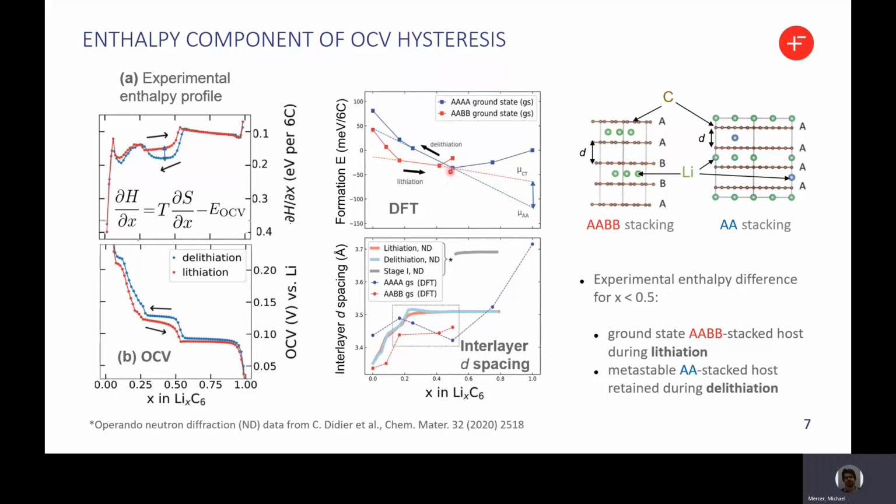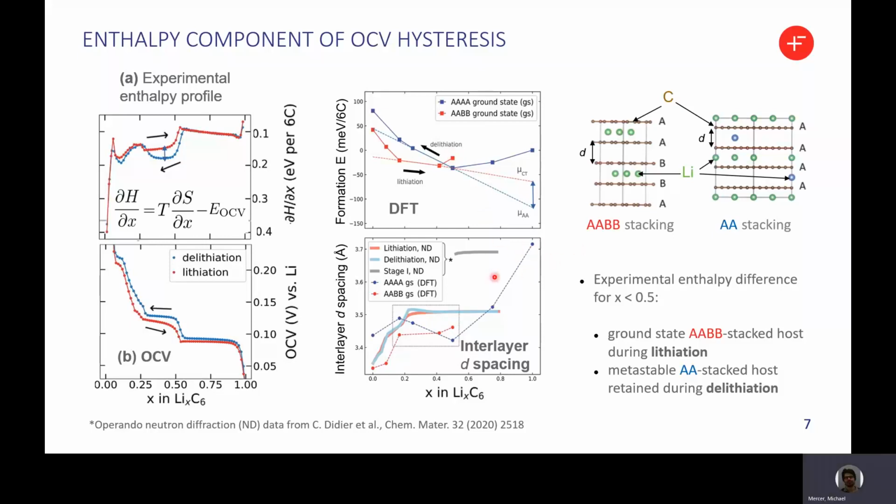And for x greater than 0.5, it's AA stacking. Our hypothesis, which was subsequently validated, is that during lithiation, the host lattice follows close to the ground state configuration. But approaching from this direction, due to energetic barriers to transition between the planes, the host lattice retains a metastable AA stack configuration.